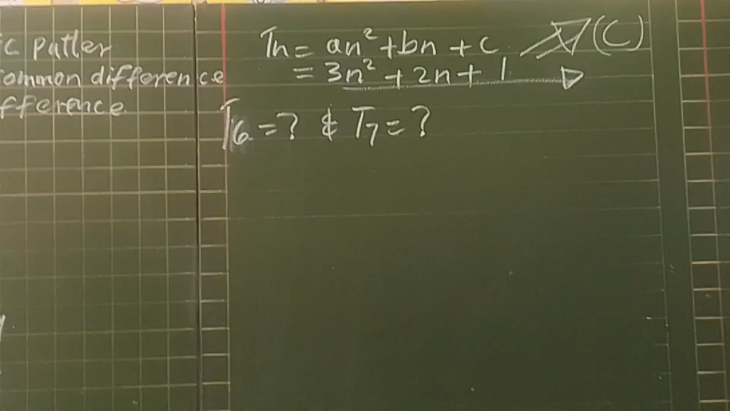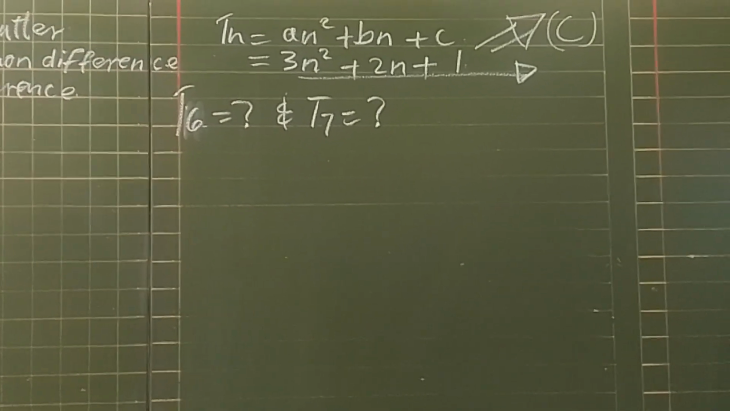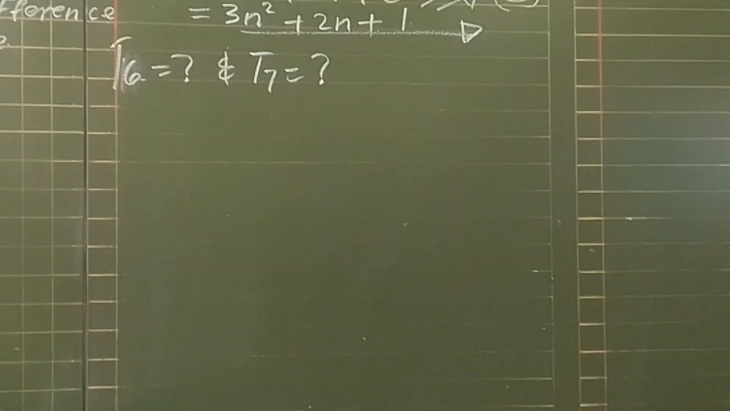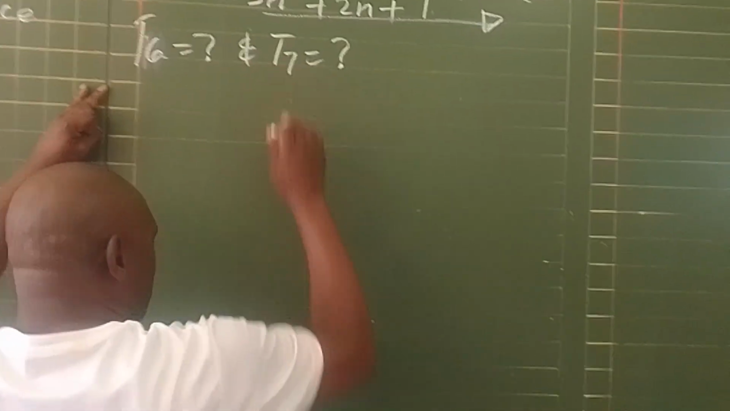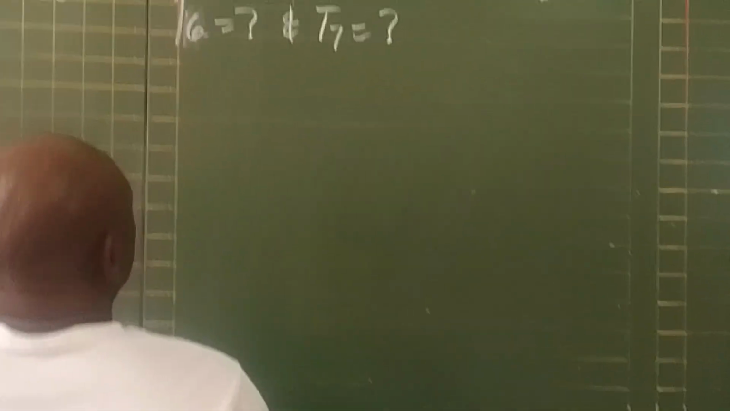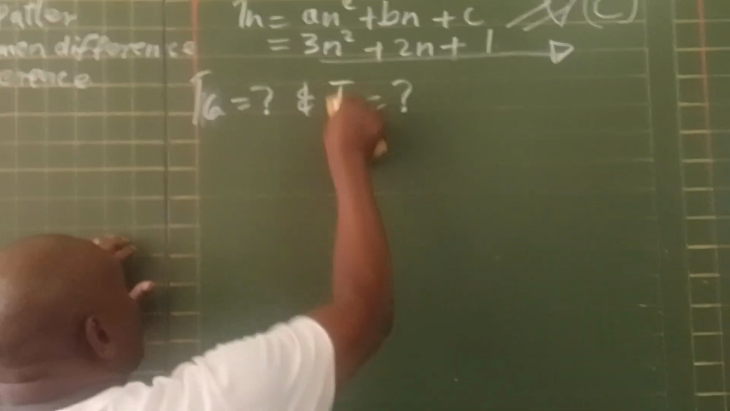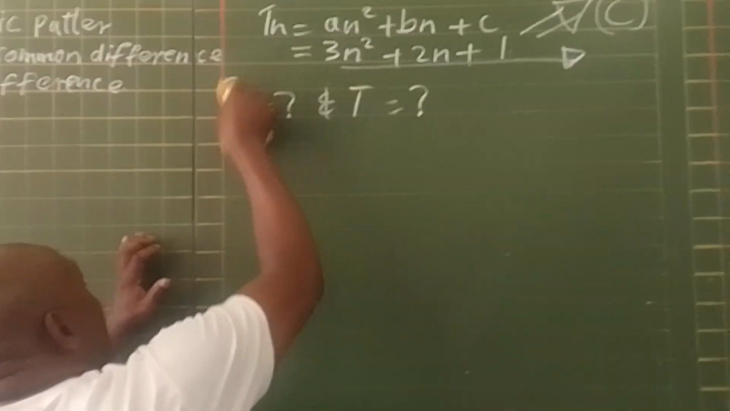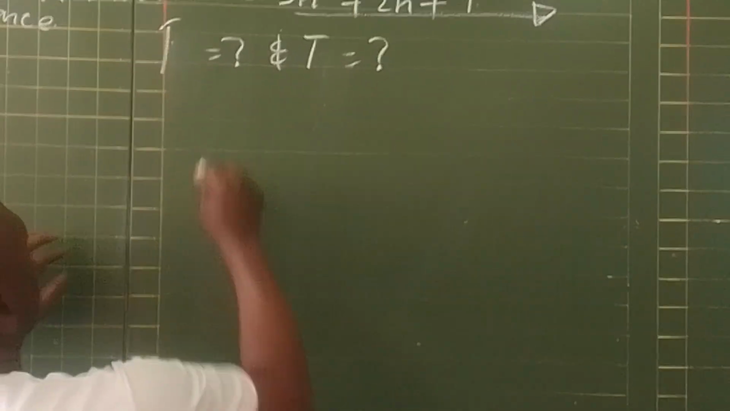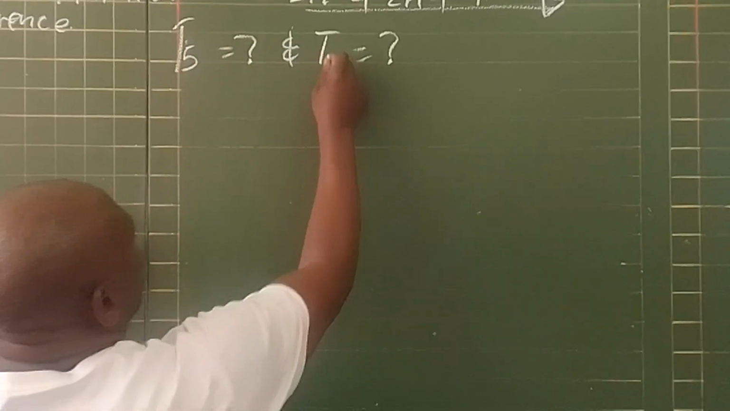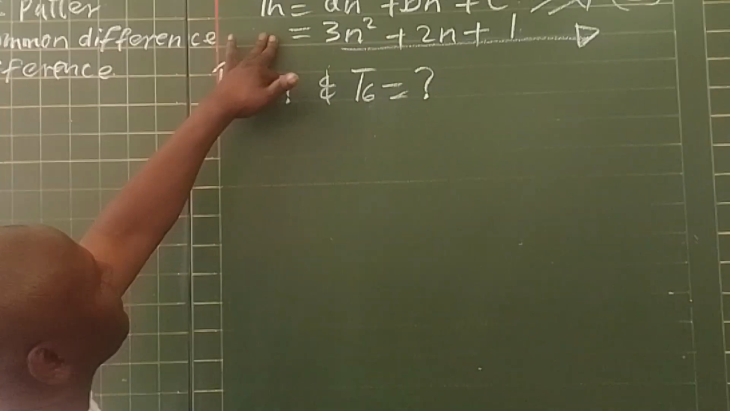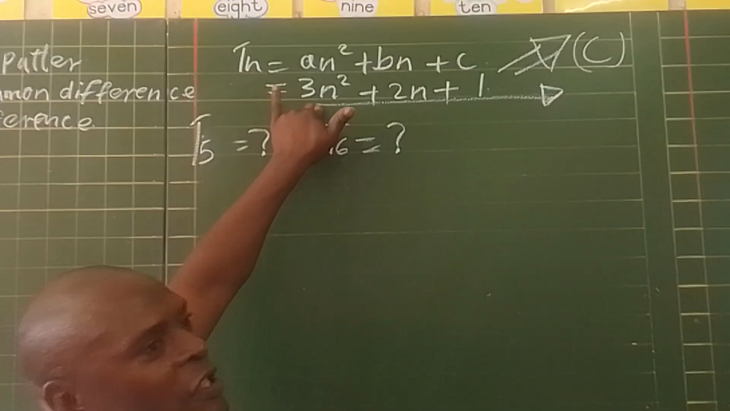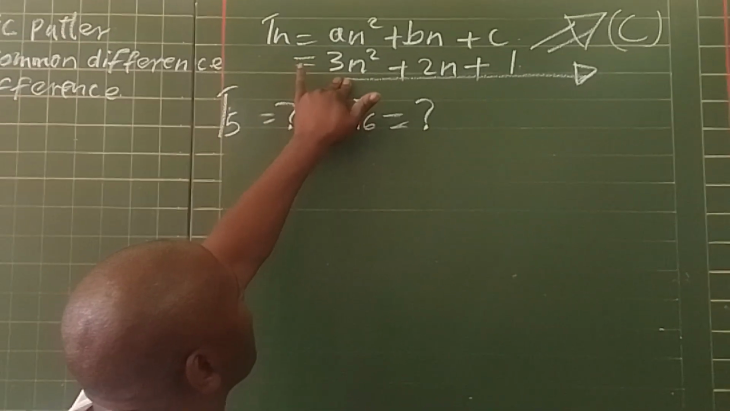This is what they want us to do, because we have 1, 2, 3, 4, 5 and 6. So it's 5 and 6, not 6 and 7. So we need to find term 5 and 6.